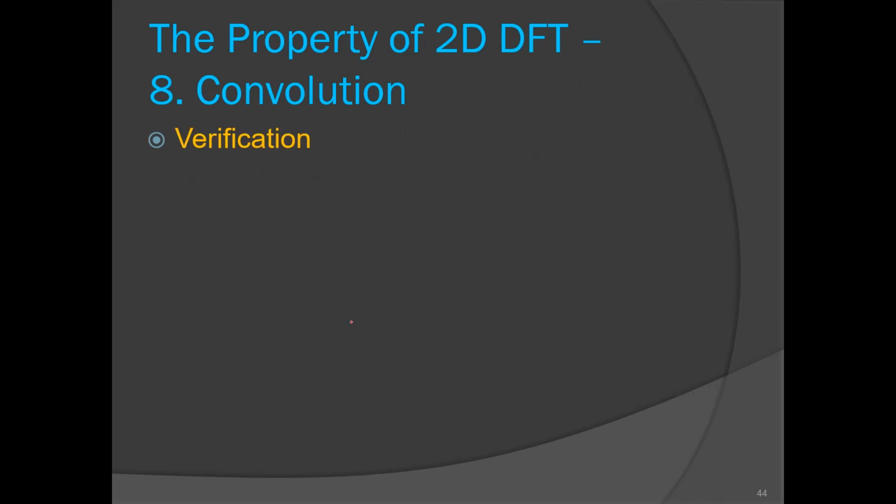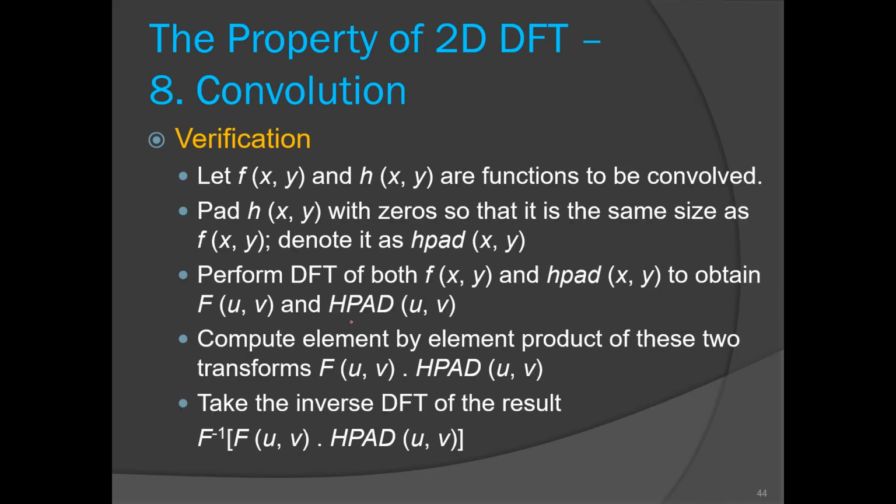Now how to verify that? These are the steps to verify whether convolution in the spatial domain equals multiplication in the frequency domain. In MATLAB, let us consider f(x,y) as our original image and h(x,y) as our mask. The size of h(x,y) will be very small, so we pad it with zeros, and that corresponding image will be known as h pad, so that it is the same size as f(x,y). So now f(x,y) and h pad have the same size.